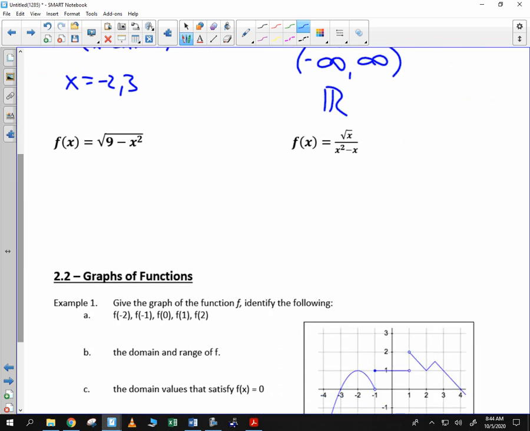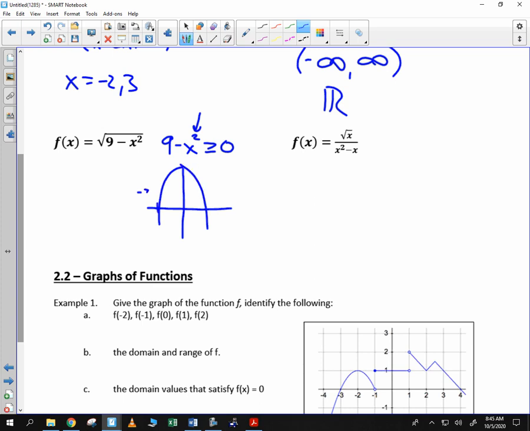Now we get to something a little bit more difficult. Square root of 9 minus x squared. You cannot take the square root of a negative number. So therefore, you need to consider 9 minus x squared is greater than or equal to 0. Now, whenever you have an inequality that involves an exponent like that, something that's nonlinear, you need to consider the graph.